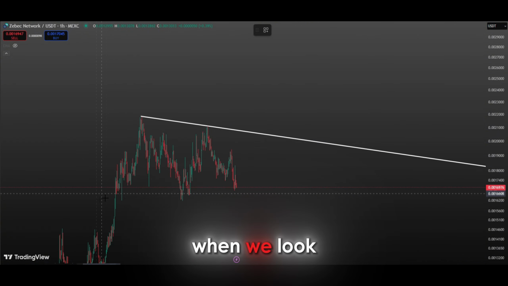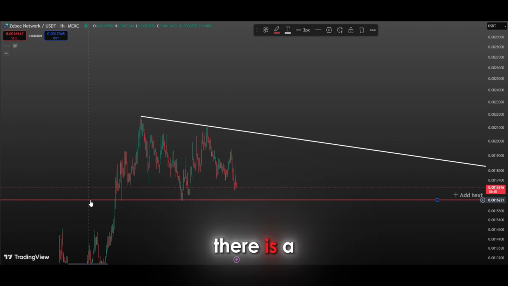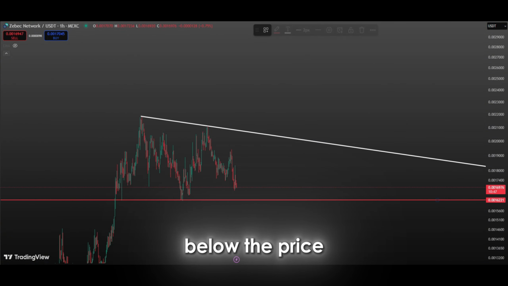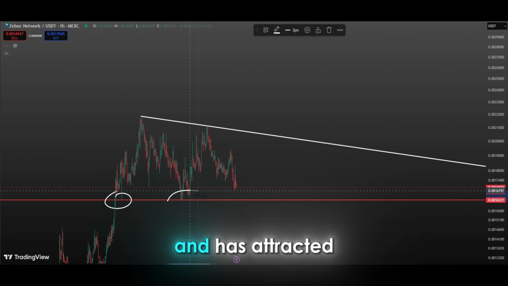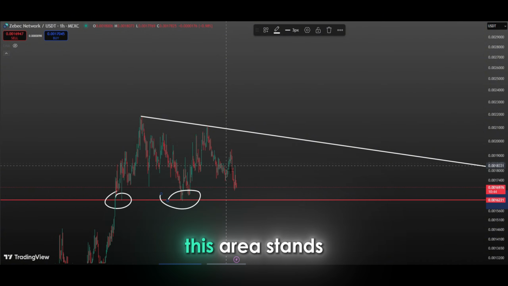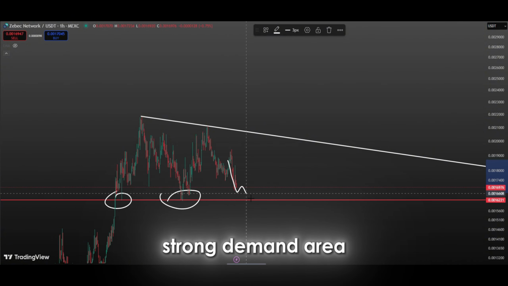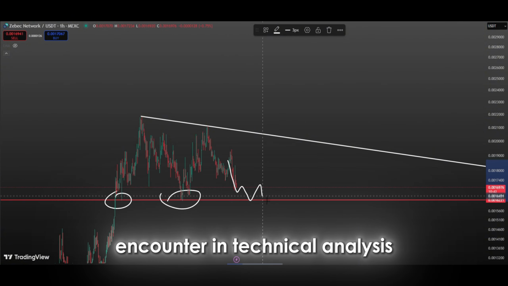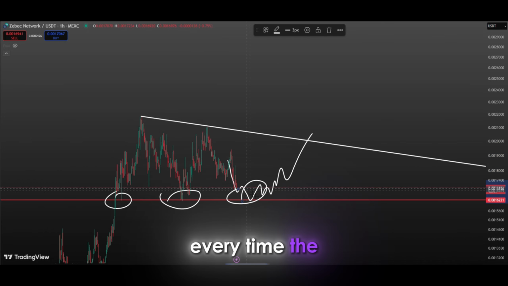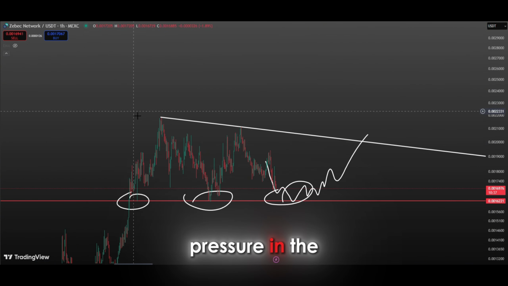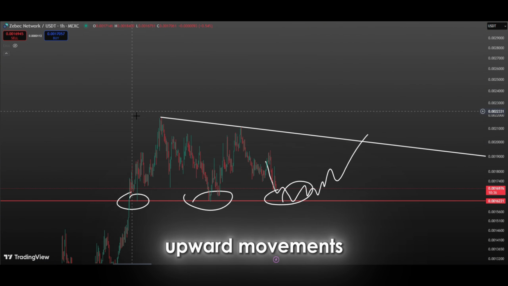Keep watching. When we look at the chart in general, there is a support zone just below the price, which is quite remarkable, has worked many times in the past, and has attracted a lot of interest from buyers. This area stands out as a strong demand area that we often encounter in technical analysis and clearly reflects investor psychology. Every time the price has approached this area in the past, there has been a noticeable buying pressure in the market, resulting in upward movements.